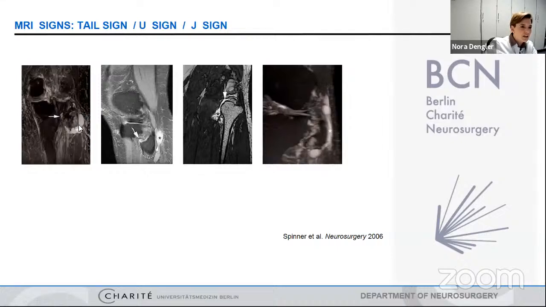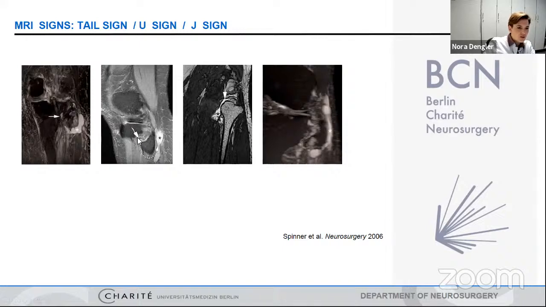And this is a sign that is referred to as tail sign. So you can see here that this may be a body of whatever, and this is the small tail that shows the connection of the articular branch of the peroneal nerve to the joint here, to the fibular joint. And you see here very nicely that this is a U sign.